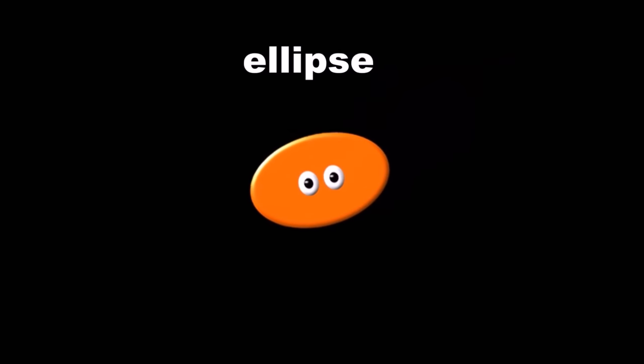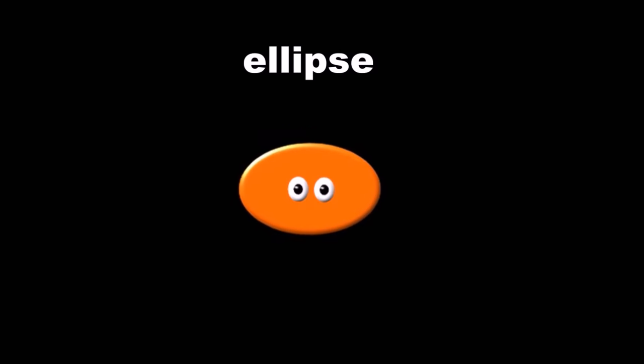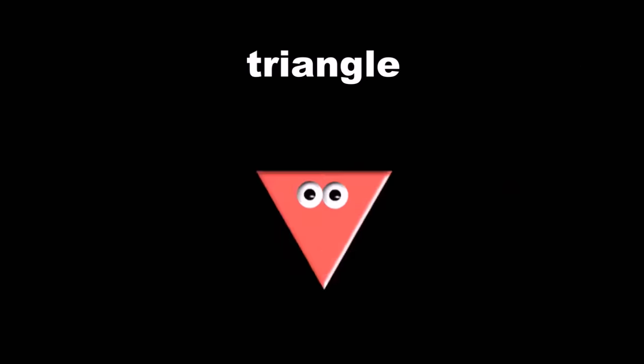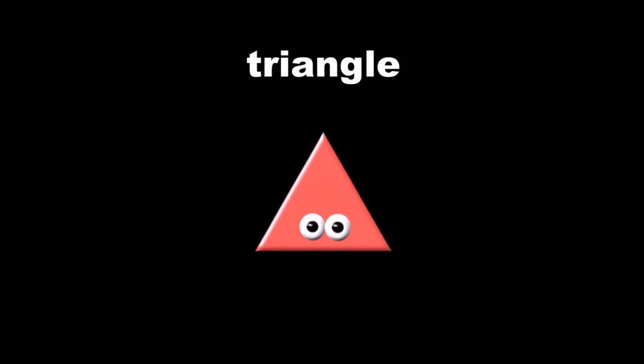I see an ellipse. It's like a squashed circle. I see a triangle. It has three sides.